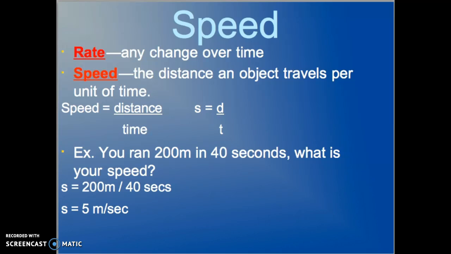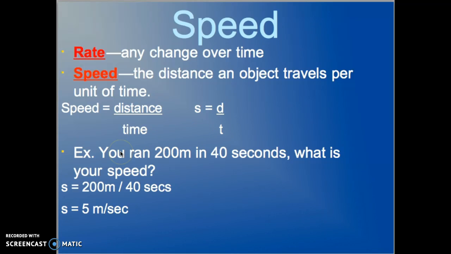The next term is rate. Rate is any change over time. And where we're going to see this a lot over the next couple days is in speed and velocity. Speed is the distance an object travels per unit time. So here we have the general equation. Speed equals distance over time, or abbreviated S equals D over T.